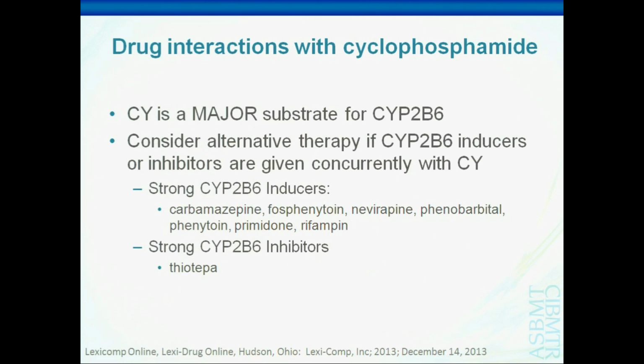As I said before, cyclophosphamide is a major substrate of CYP2B6, and you should consider alternative therapy if CYP2B6 inducers or inhibitors are to be given concurrently with cyclophosphamide. And I have a few of those listed there.